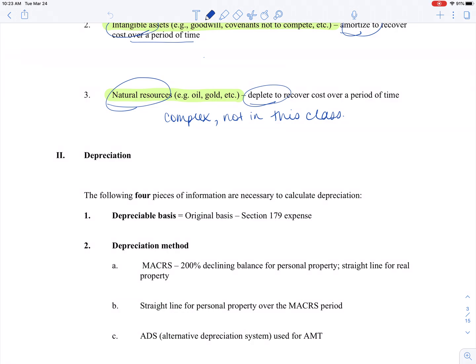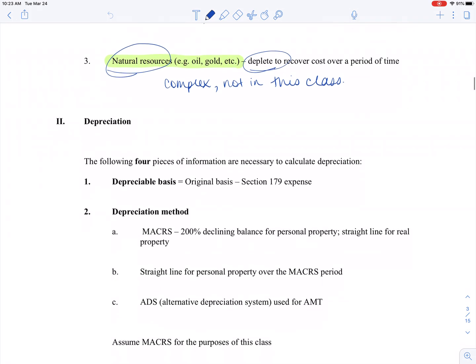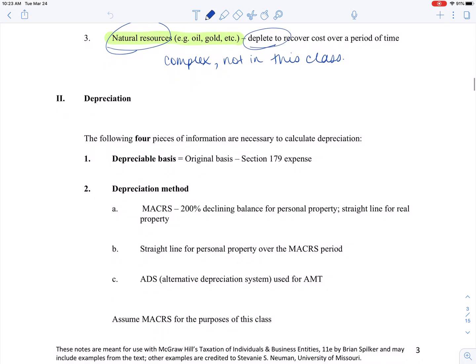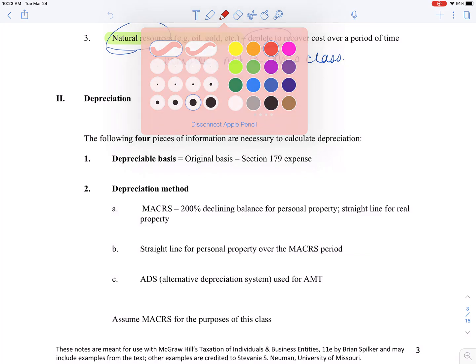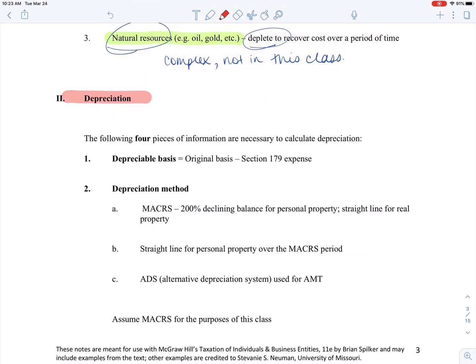The Tax Cuts and Jobs Act expanded some depreciation rules, so we're going to talk about that towards the end. But I want to start by saying the 4 essential components to calculate depreciation. All right, so the 4 components that we have to have in order to calculate depreciation: first, the depreciable basis.